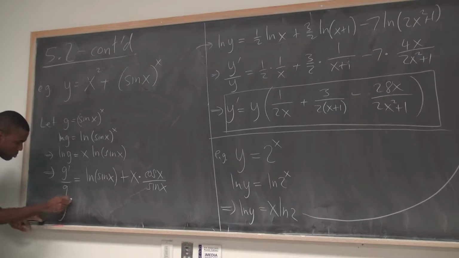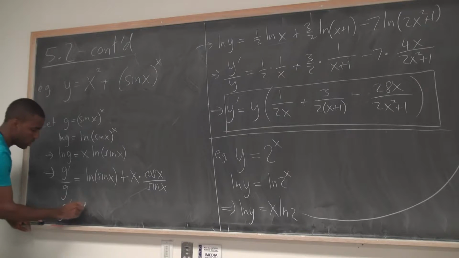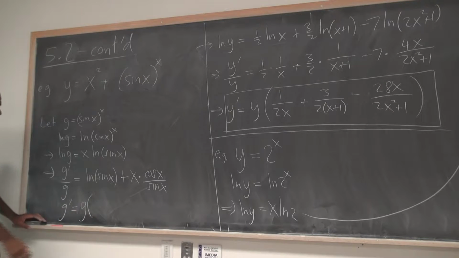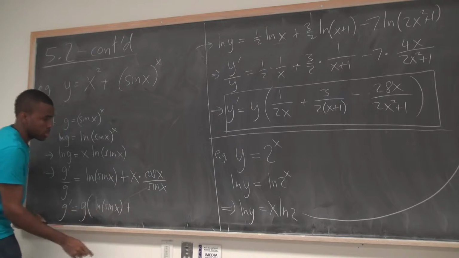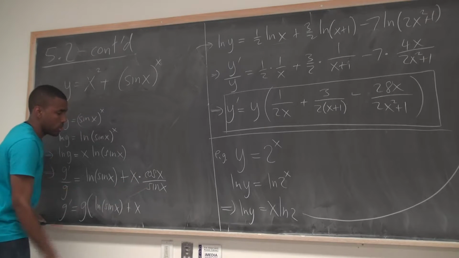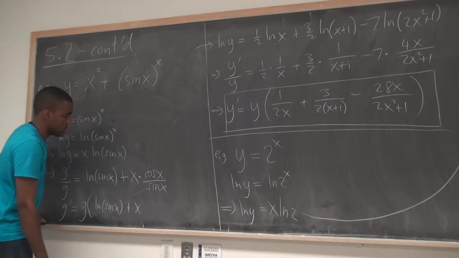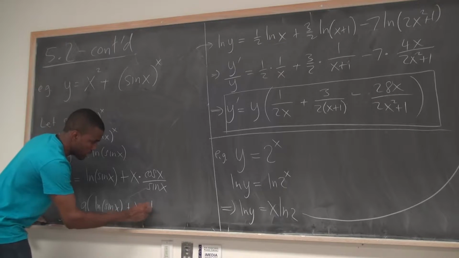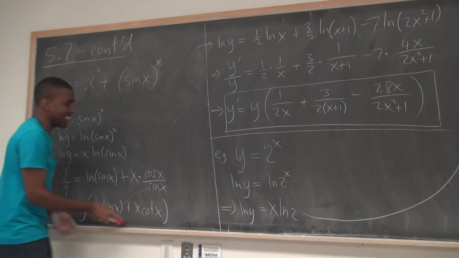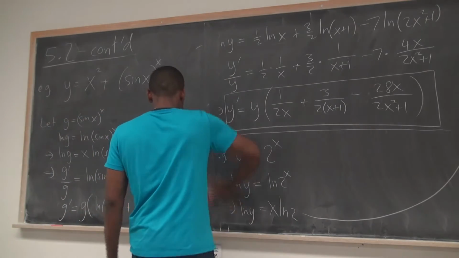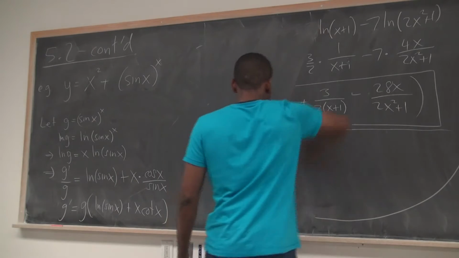So this means that g prime is equal to the original function g times ln of sine x plus x. Give me another way to write that. x cotangent x. Okay, so now we can differentiate that.